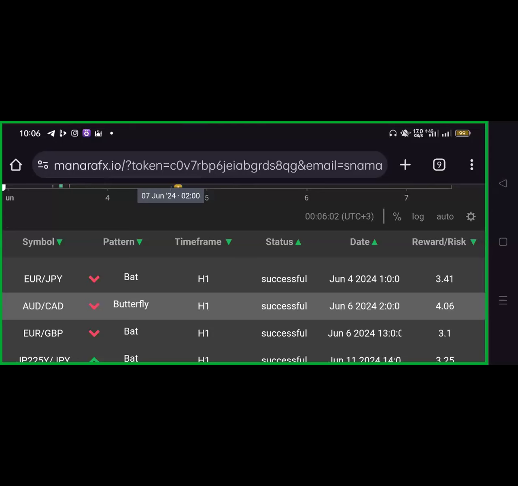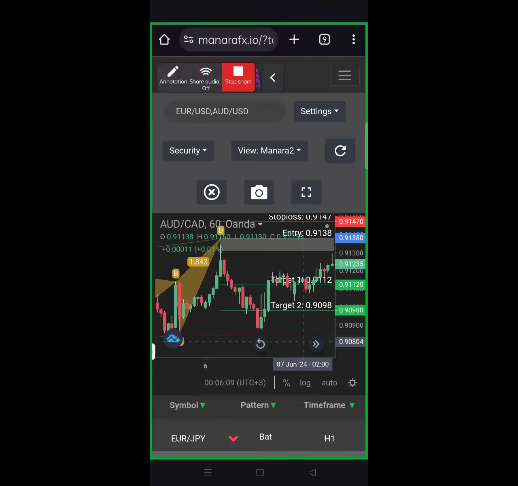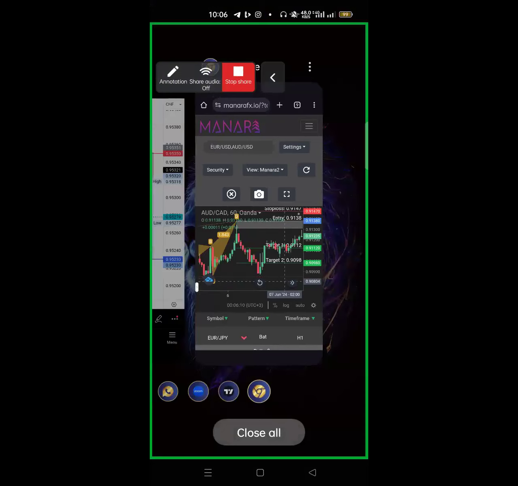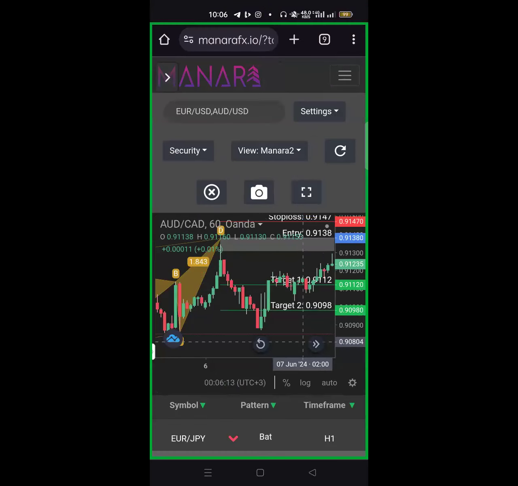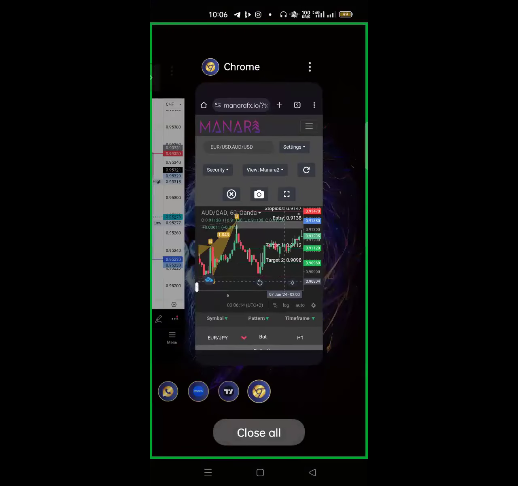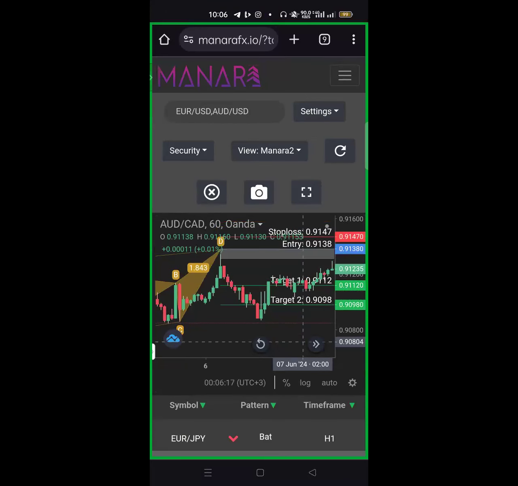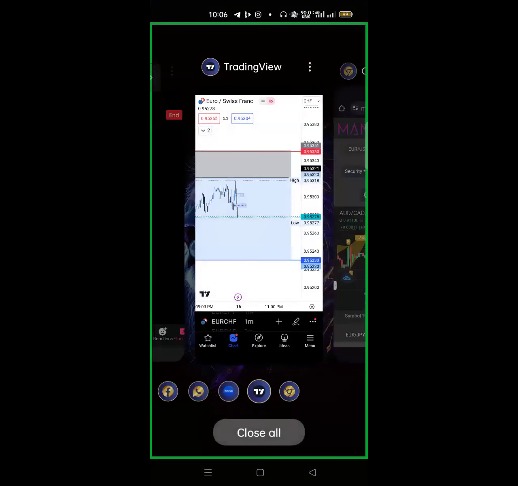So we'll go to successful. 2 a.m. June 6, 2024. We want to check what happened there on the 1 hour time frame. So let's look at the entry. Entry is 91.38. Stop loss 91.47. In case I forget, please remind me. Let's look for AUD card.